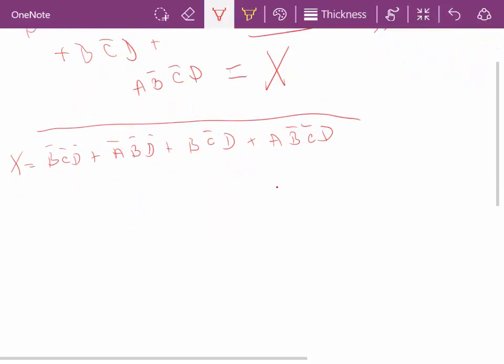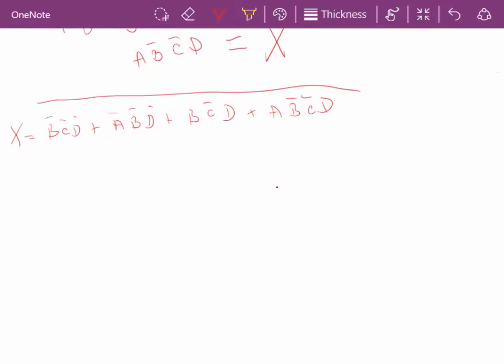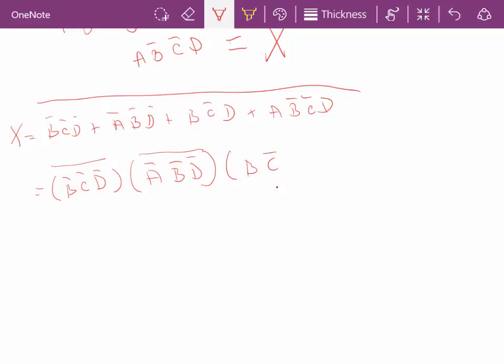So now we start applying De Morgan's theorem. That is equal to B naught, C naught, D naught, not, A naught, B naught, D naught, not, B, C naught, D naught, A, B naught, C naught, D, all knotted. I think some of you are seeing where I'm going with this.